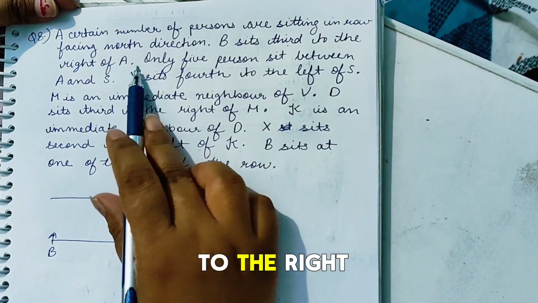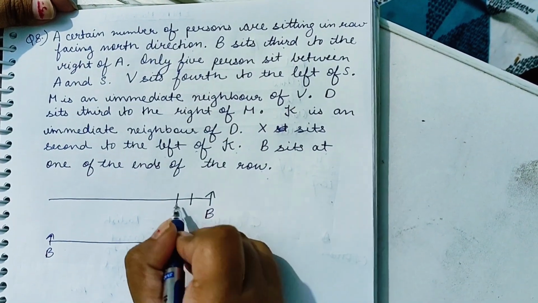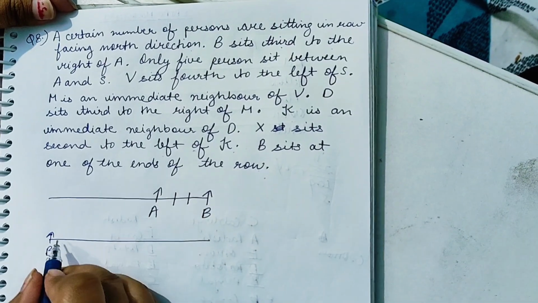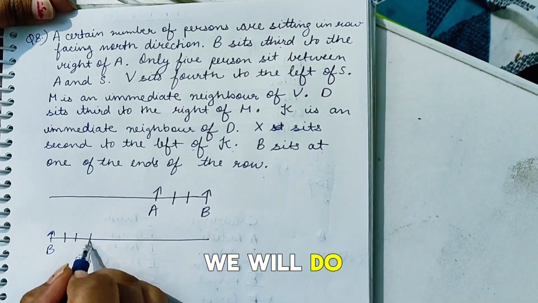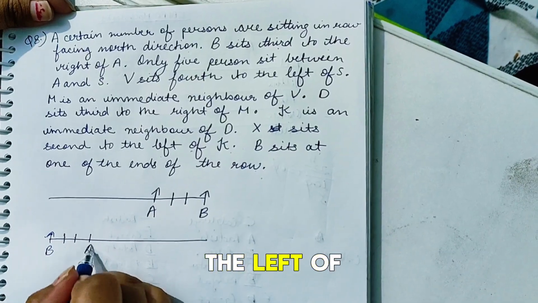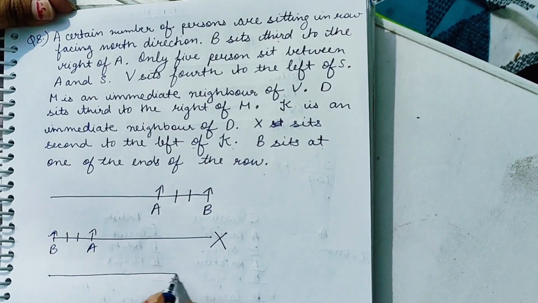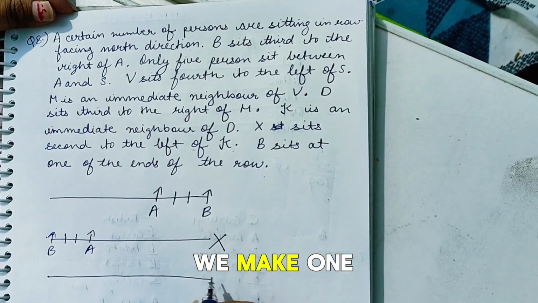B sits third to the right of A. 1, 2, 3. Right of A. But here if we do this, B comes to the left of A. So this diagram is wrong. For the safer side we make one more diagram.